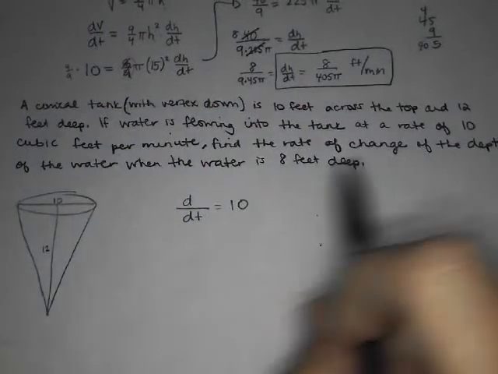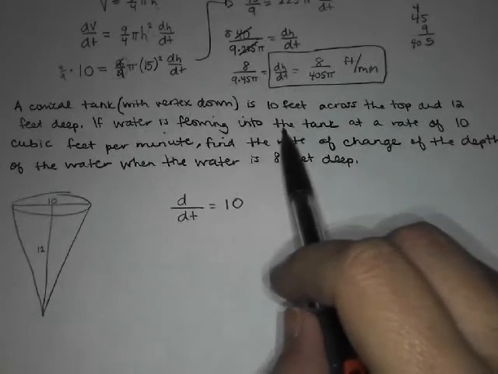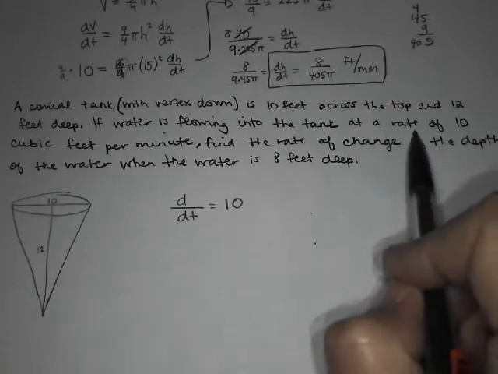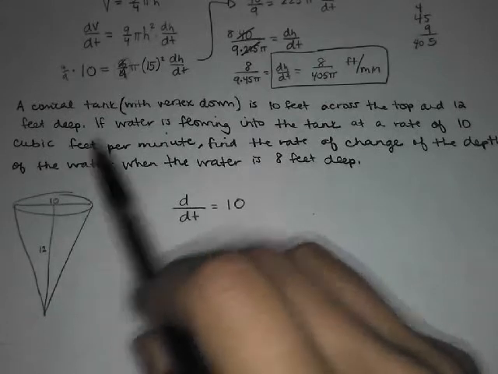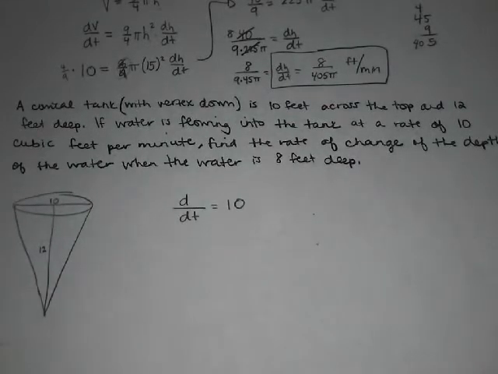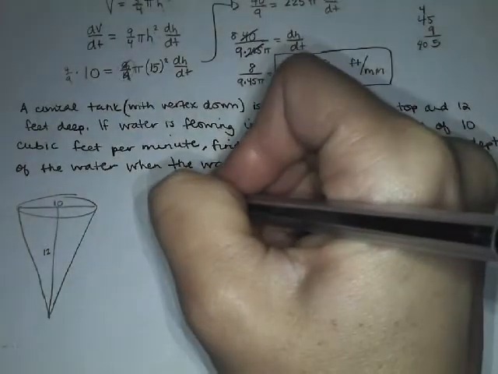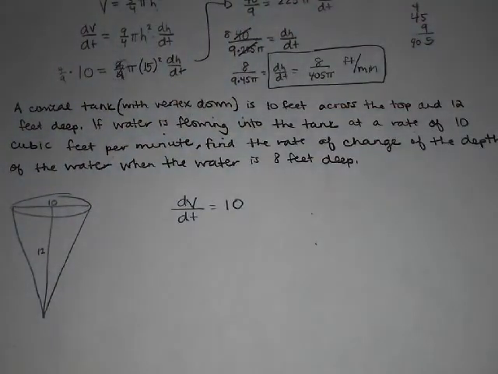Water is flowing into the tank at a rate of 10. First of all, cubic feet is an indicator of volume. And also just thinking about water filling up a tank, the volume of the water is growing and growing. So that's dV/dt. I labeled my picture with that first sentence.